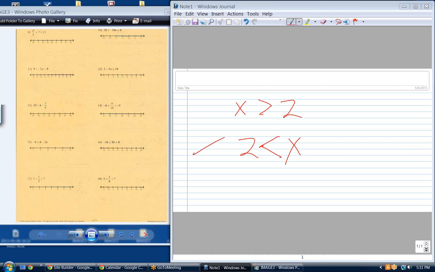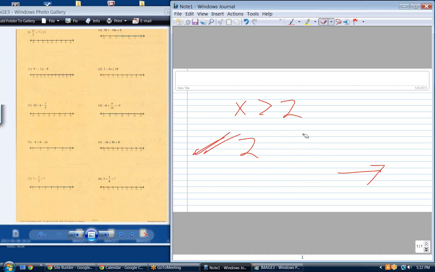So when you read this for graphing, always start with the variable. In other words, even if it's written like this, say x is greater than 2. Because you know on the number line that greater than goes to the right, less than goes to the left. So as long as you avoid the confusion of that, you will not have any problem on these. You'll get every single one of them right.